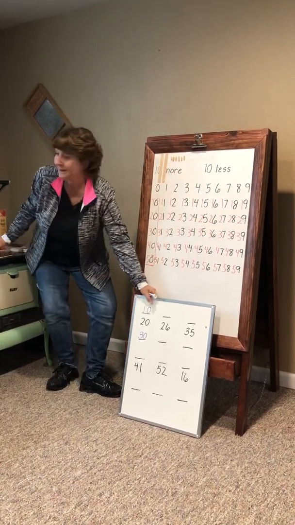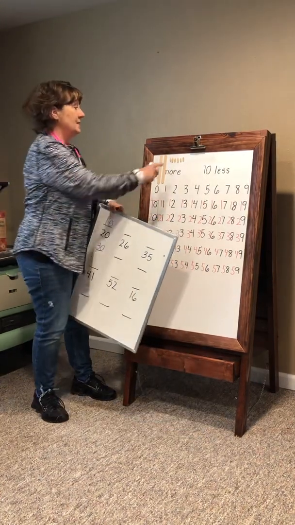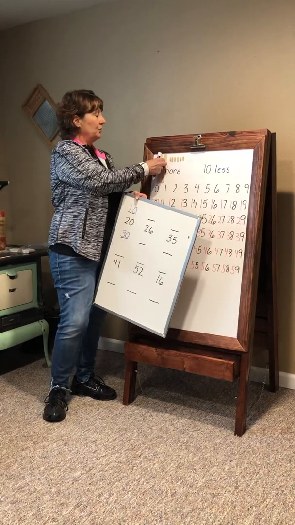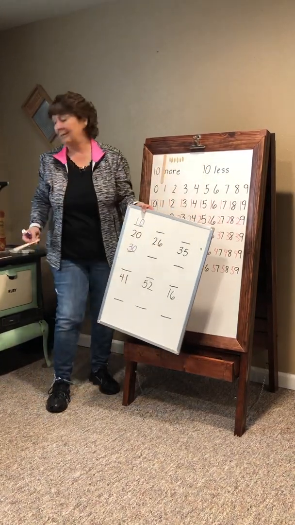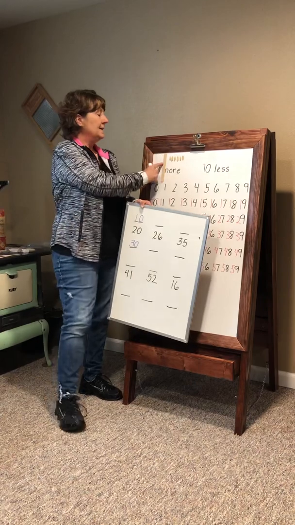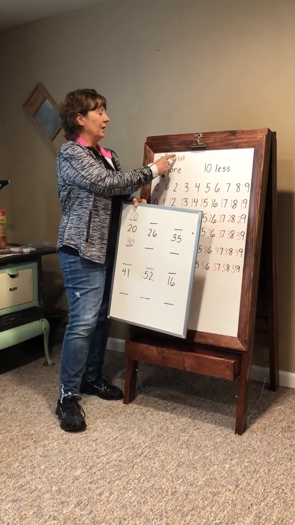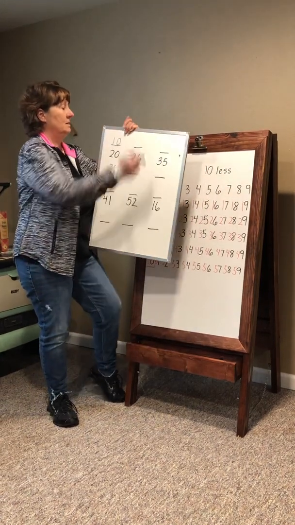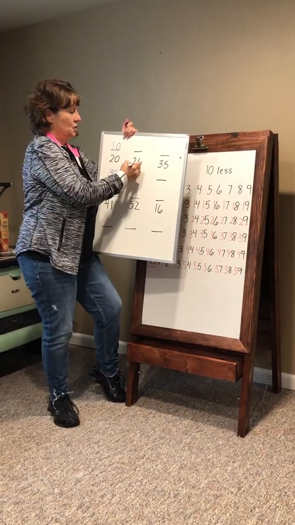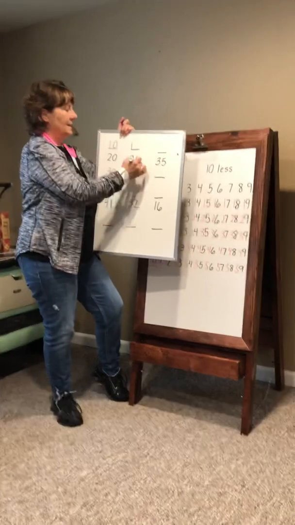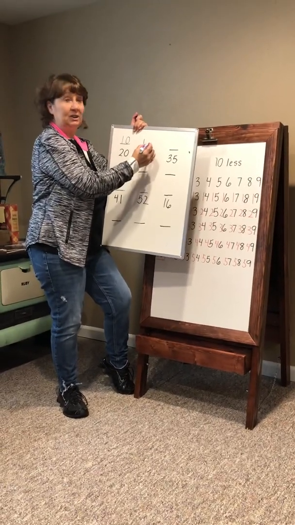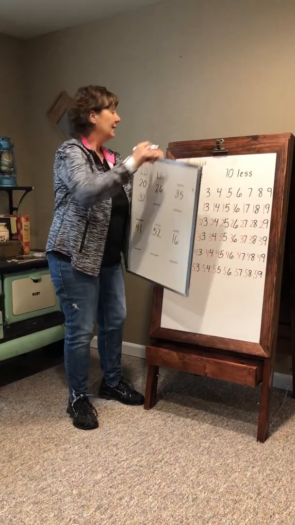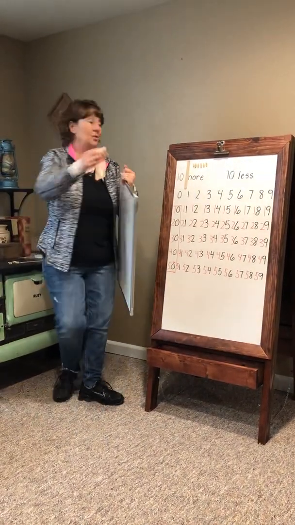With the number 26, instead of just taking away one seed, remember we're going to take away a group of 10. So I'm going to pull off this group of 10, which will leave me 10, 11, 12, 13, 14, 15, 16. Instead of 2 10s, now I have 1 10, and my 6 doesn't change. All I change is the 10s place. So I have 16.